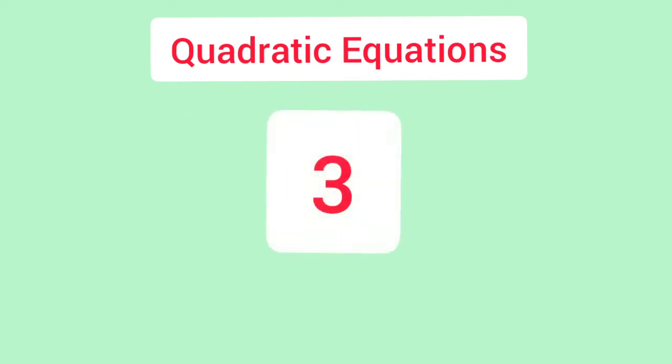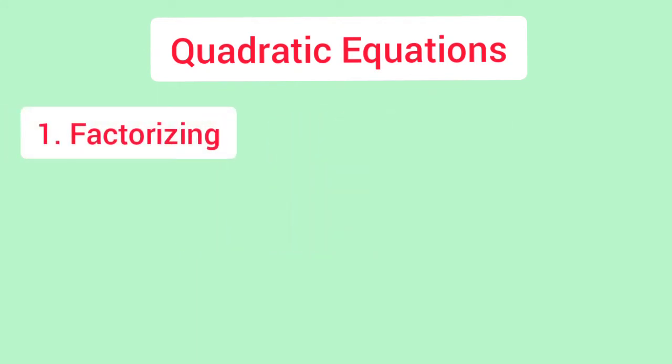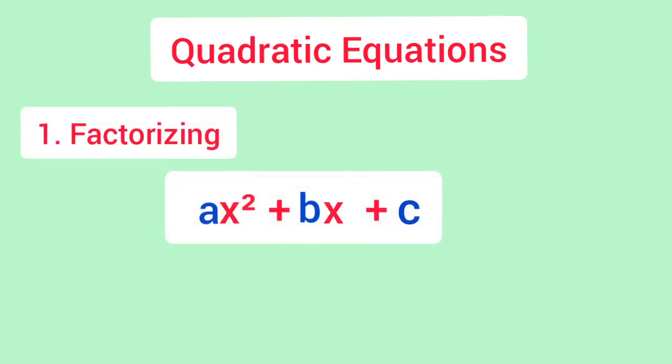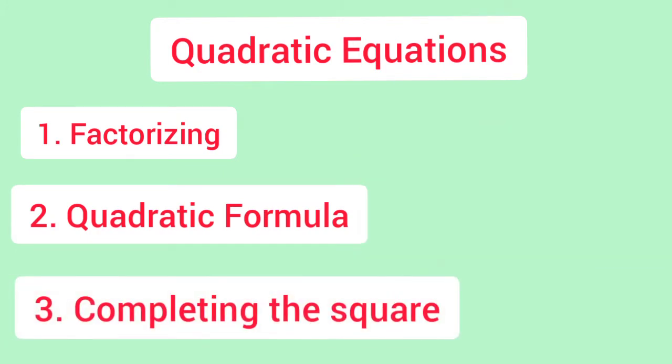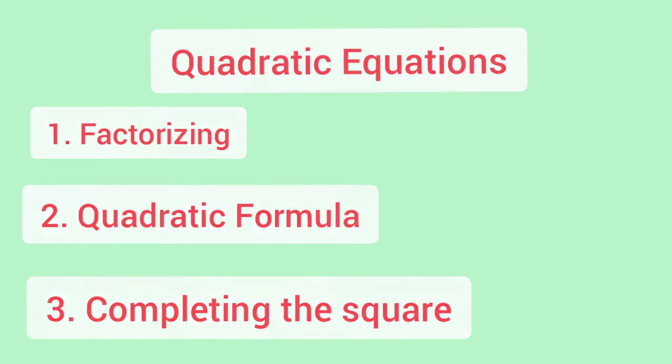So we're going to solve some quadratic equations. Now, there are three basic ways of solving quadratic equations. First, factoring. When you factorize, you find two numbers that when you multiply them you get C, and when you add them you get B. Another way is using the quadratic formula. The third way is, of course, completing the square. But this video will look at the quadratic formula and factoring. So let's go.